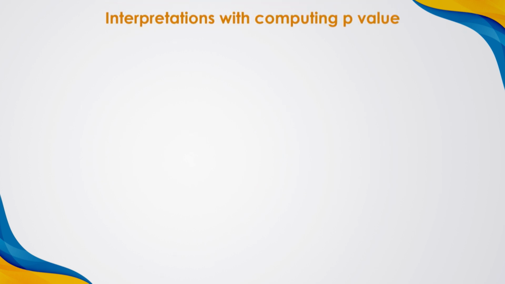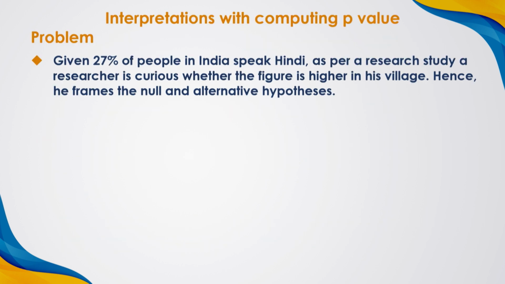Now the interpretation with computing values of p. Say, for example, there is a survey-related problem, given that 27% of people in India speak Hindi. As per a research study, a researcher is curious whether the figure is higher in his village. Hence, he frames the null hypothesis and alternative hypothesis as follows. He tests the hypothesis that the population proportion equals 0.27, as 27% means 27 by 100, that is equivalent to 0.27. The alternative hypothesis says that p is more than 0.27.